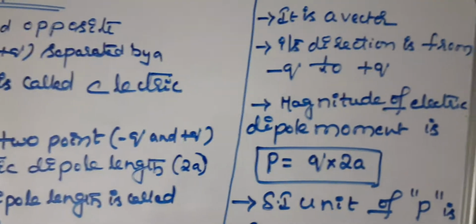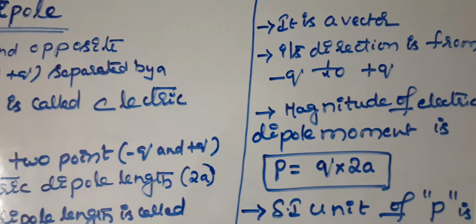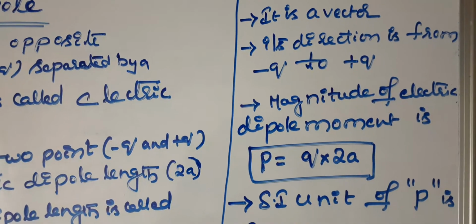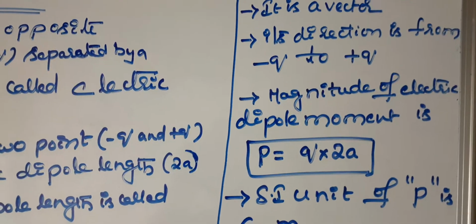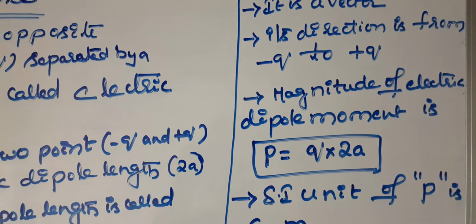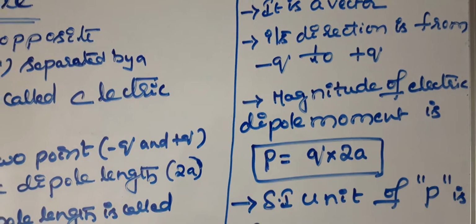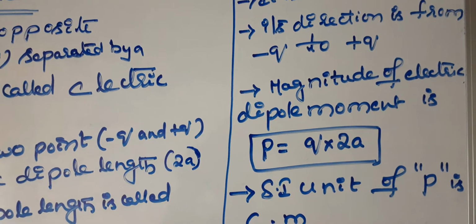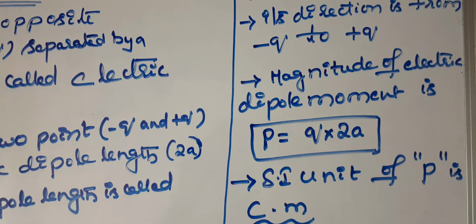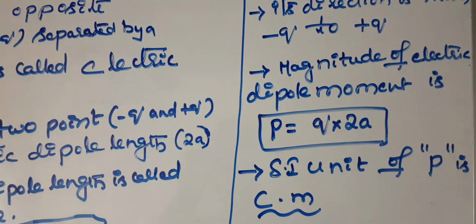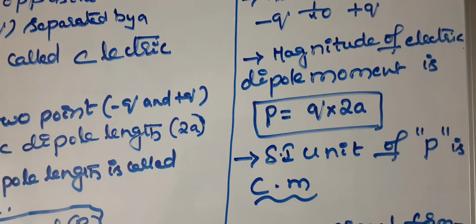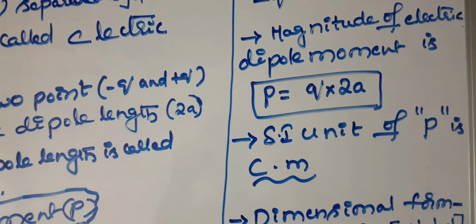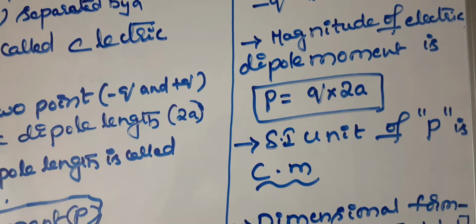Now the magnitude of the dipole moment, from the definition, is the product of one of the two point charges and the dipole length. So P equals q into 2a. Product means multiplication: the magnitude of one of the two charges, q, and the dipole length, 2a. The SI unit of electric dipole moment is coulomb meter. C means coulomb, M means meter.